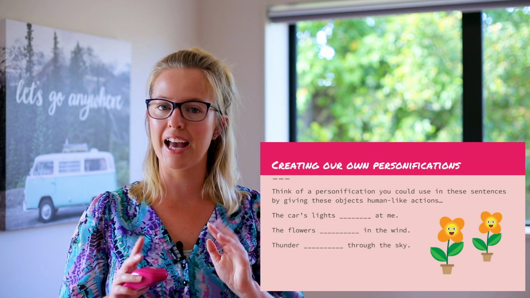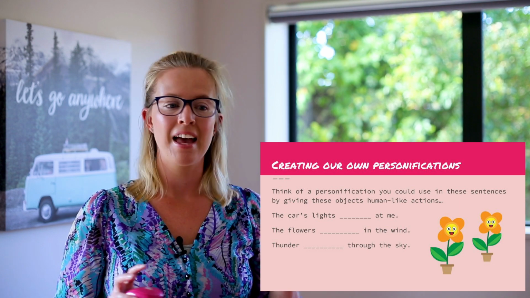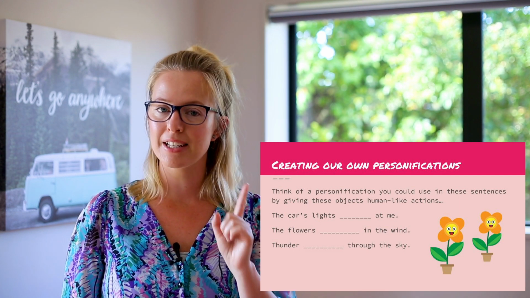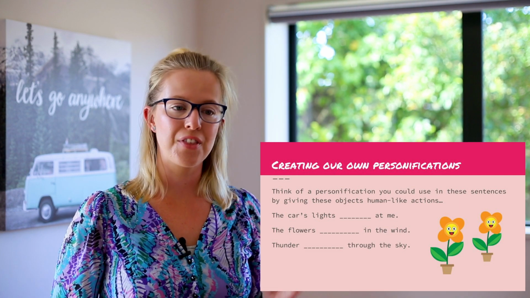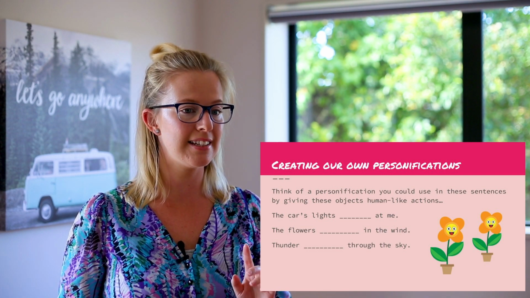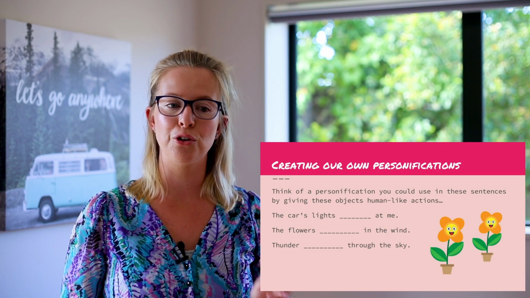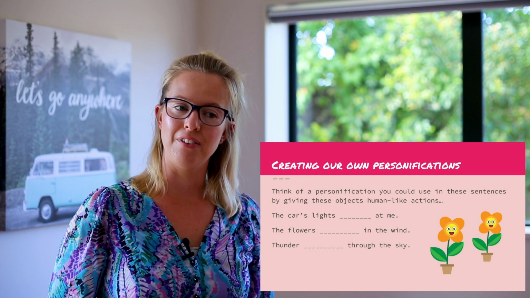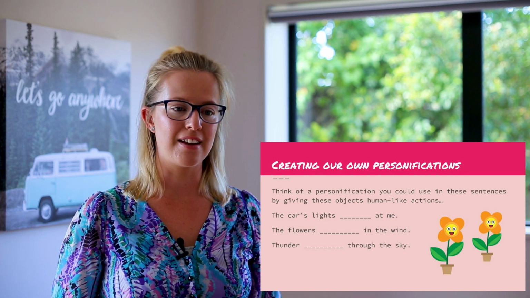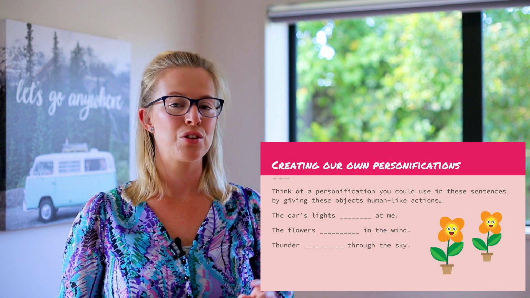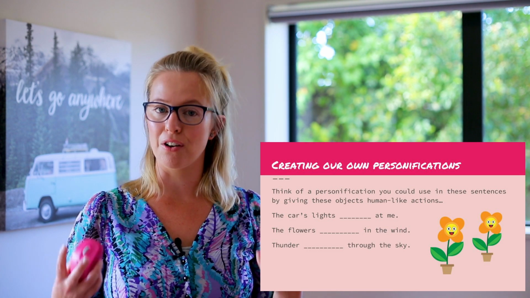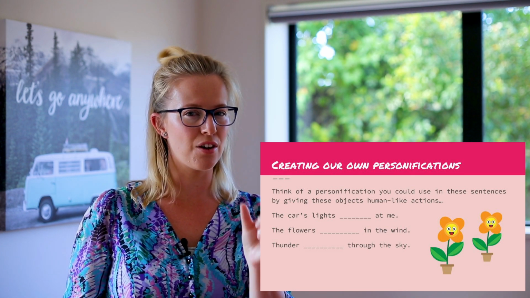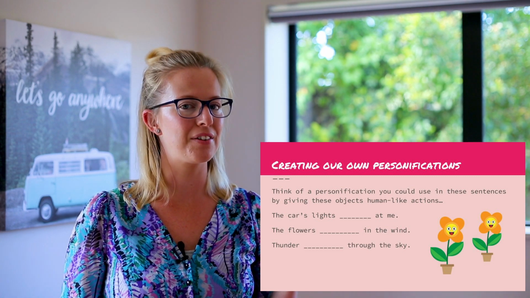Alright, now it's time to create some of our own personifications. Over here on the screen I've got some examples. They've got a little bit missing and you can help me to fill these in. So think of a personification you could use in these sentences by giving these objects human-like actions. The car lights something at me. The flowers something in the wind. Thunder something through the sky. So we're going to be using some personification, so that is human-like or people-like actions, to put into those sentences to make that personification.